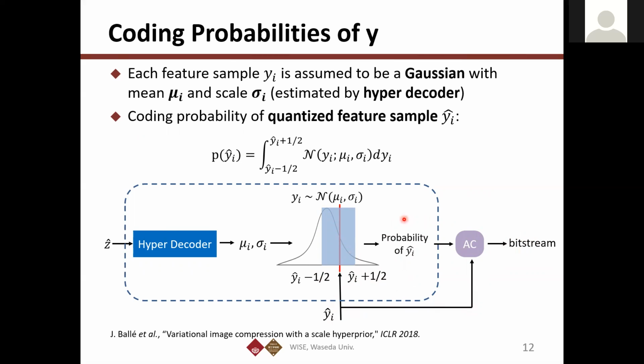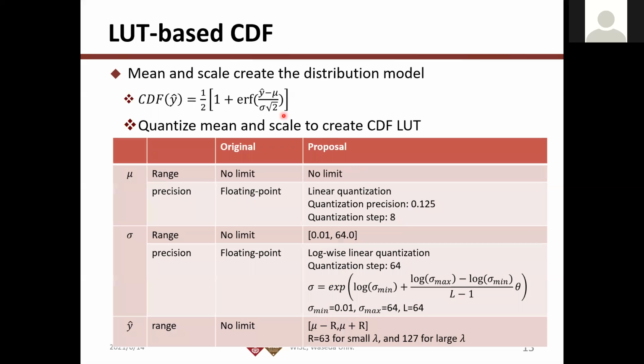Here, the key point is that the mean and the scale can create a distribution model. But the problem is that if the scale uses floating point arithmetic, in some cases the decoding will be incorrect. Therefore, we will quantize the mean and the scale to create a CDF LUT, and based on this CDF LUT, the decoding will always be correct, regardless of the decoding platforms.